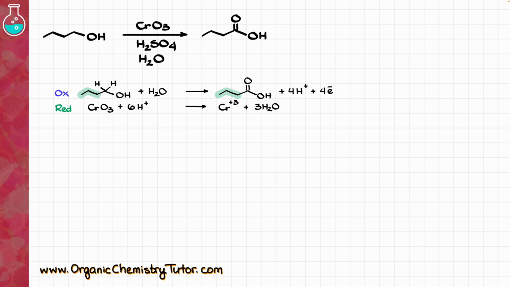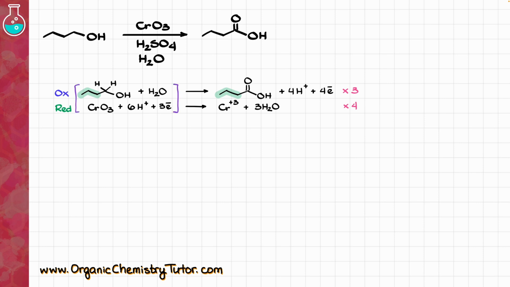Now, from the charge perspective, I have a plus 6 charge on the left and I have a plus 3 charge on the right, which means that I would have to add 3 electrons to the left side of my equation to balance that out. And like before, I need to make sure that I balance my electrons when combining my equations, meaning that I would have to multiply the top equation by 3 and the bottom equation by 4 when putting it all together.